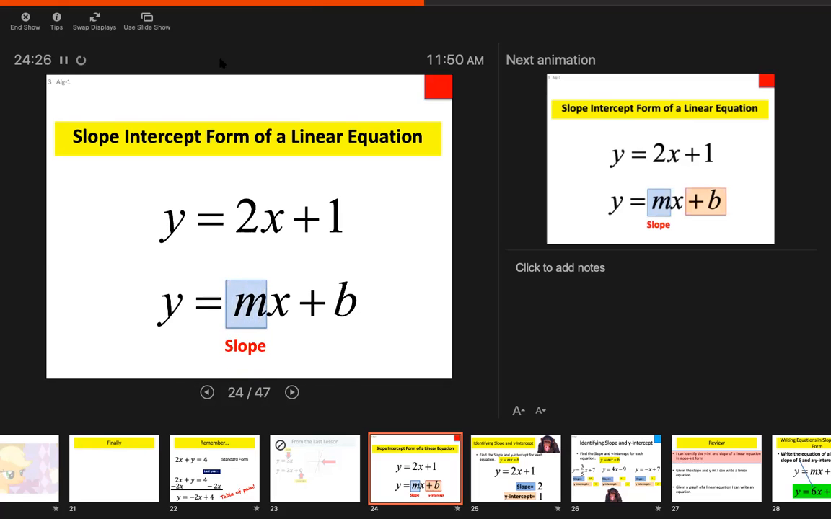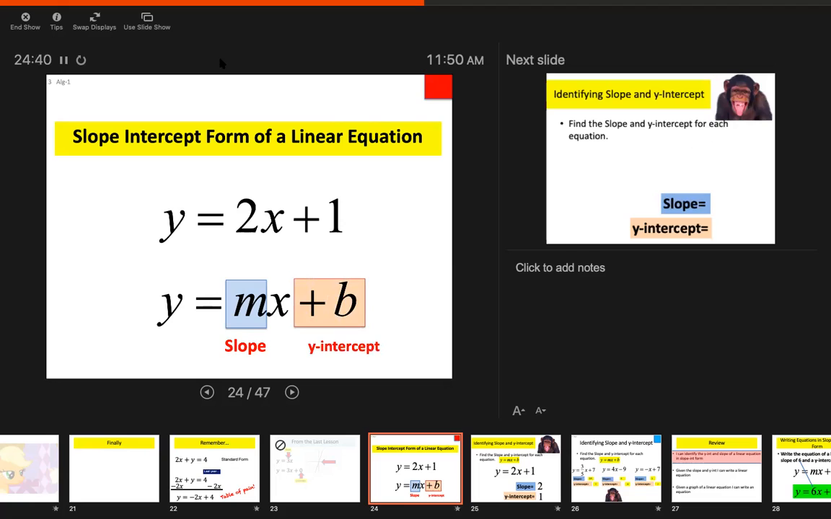M is going to be your slope. B, now why did they choose B? I don't know. They already used y, so they couldn't use it for the y-intercept. They said, okay, we've got to use another letter, let's use B. B is your y-intercept. Remember, the y-intercept is where the line crosses the y-axis. The slope is how steep it is.